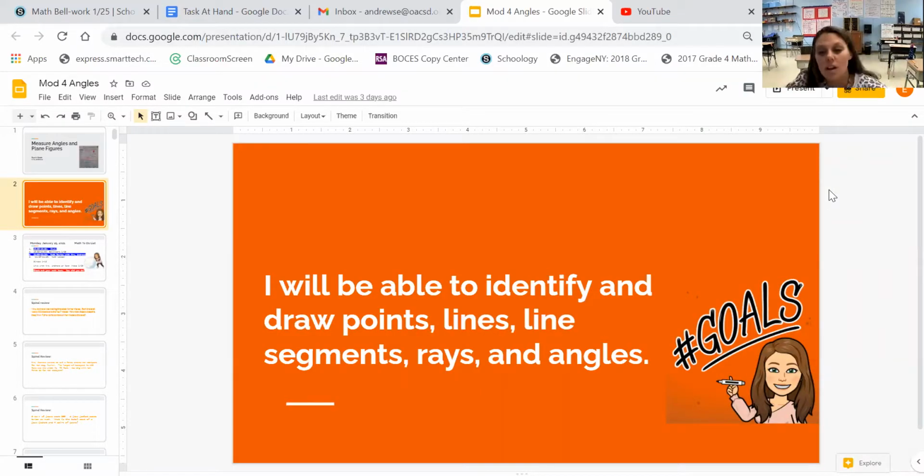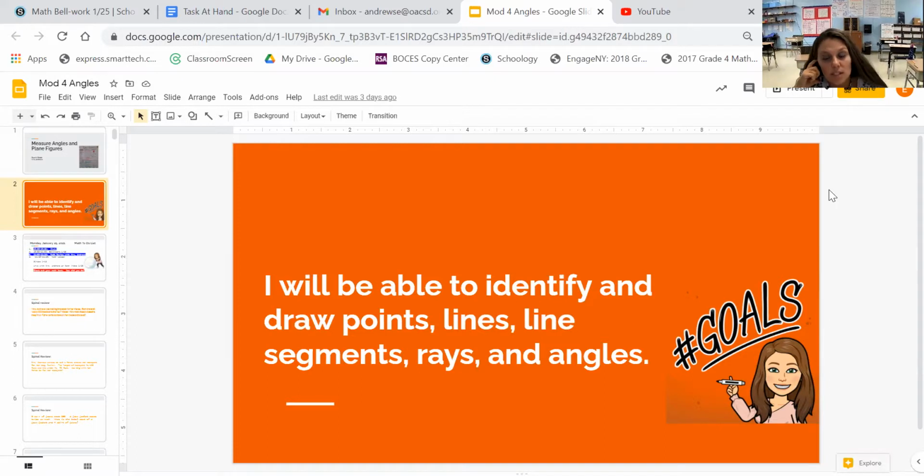Today we are starting our next unit, which is all about geometry. By the end of class, you're going to be able to identify what a point, line, segment, ray, and an angle are. So we're going to do 5 vocab words.